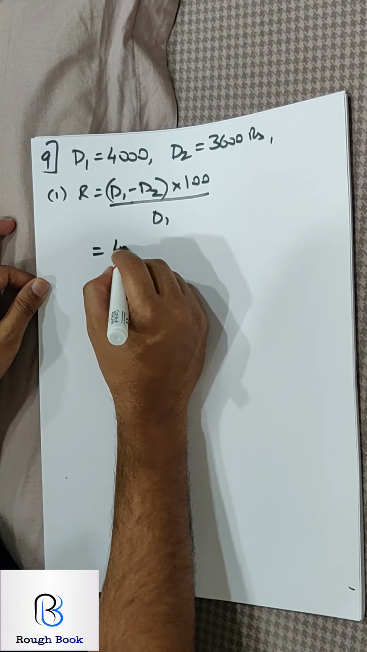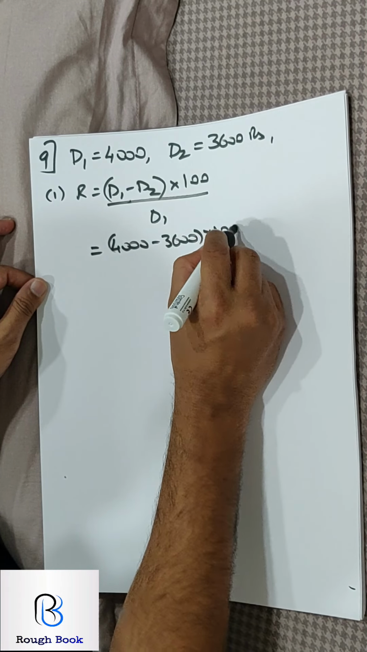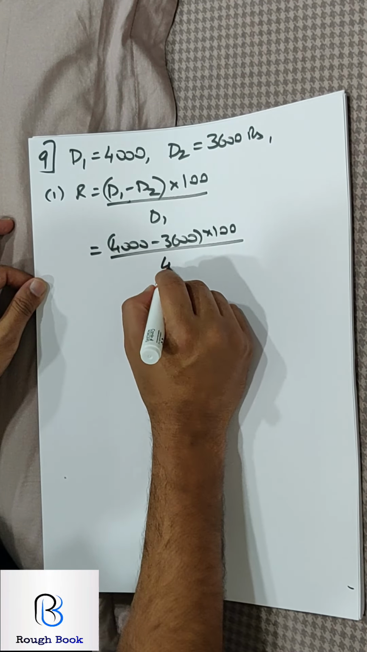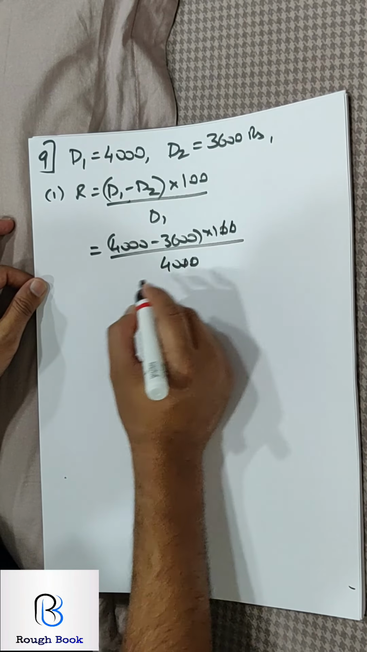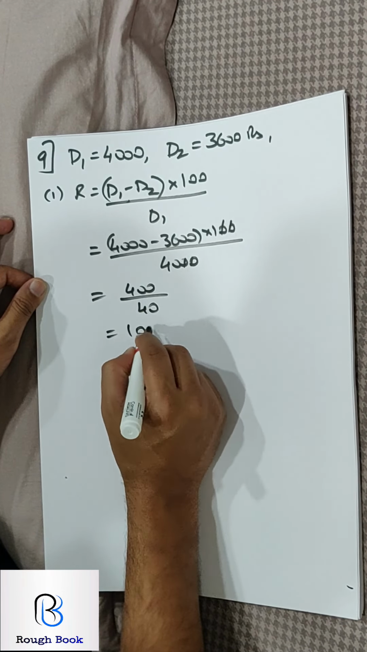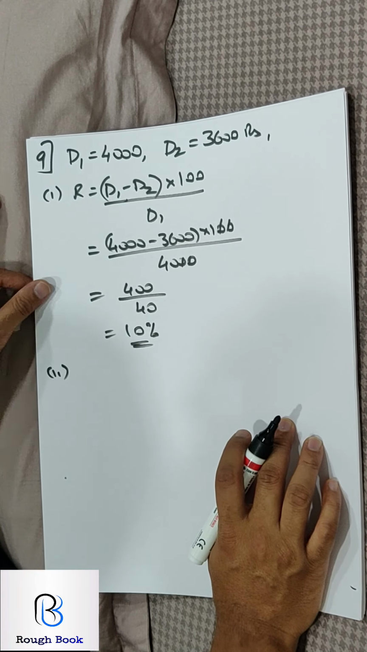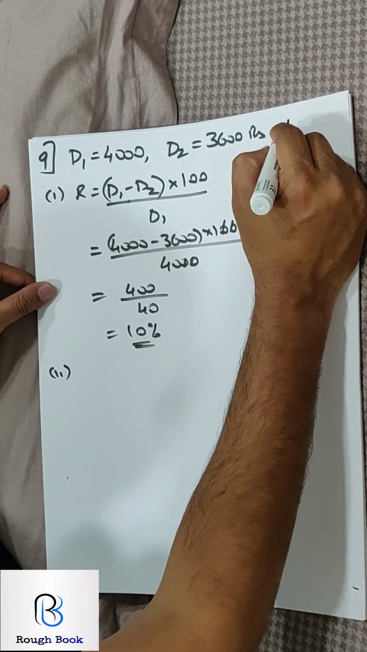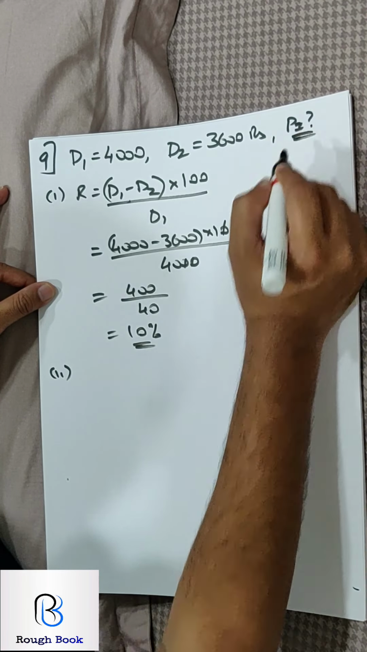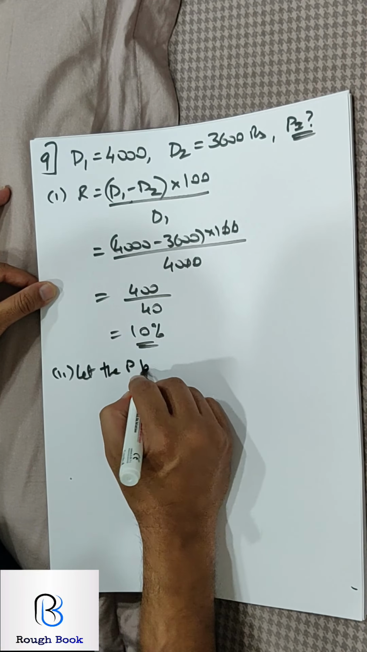Okay, so 4,000 minus 3,600 into 100 upon 4,000. So 2 zeros cancel. This will be 400 upon 40. So I get the rate of depreciation as 10%. This was simple. Now original cost of machine. So they want you to find the principal. So whenever principal is asked, we say let the principal be 100.